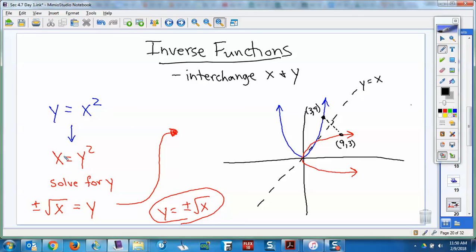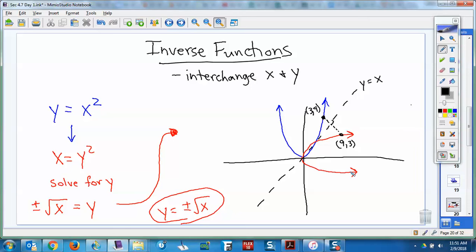So to do the inverse, you interchange the x and y. Now, typically what you did in algebra class, I think, is you interchange the x and y, then you solve for y, right? Interchange the x and y, and then solve for y. So what we would do here is we would square root both sides, and that gives you plus or minus square root of x, which is this sideways parabola.